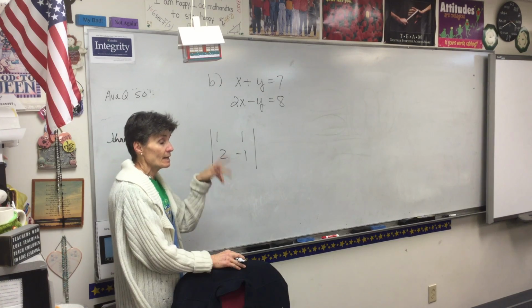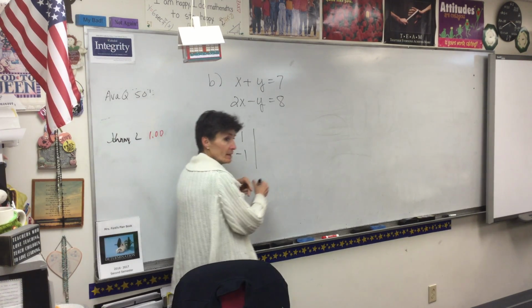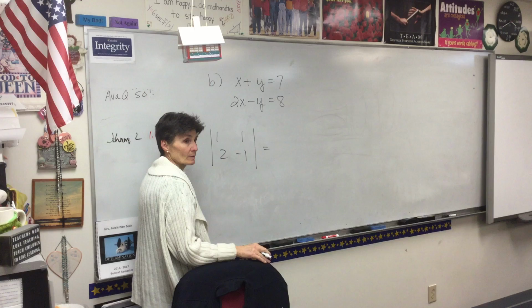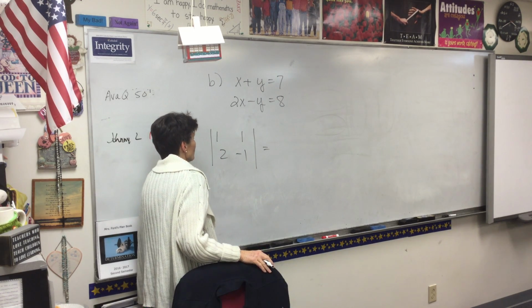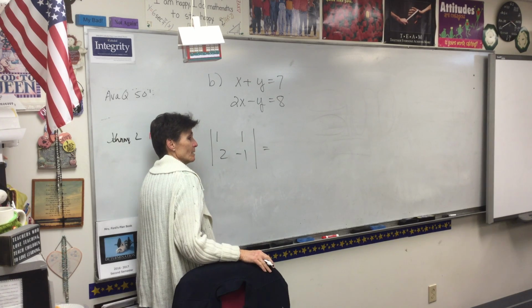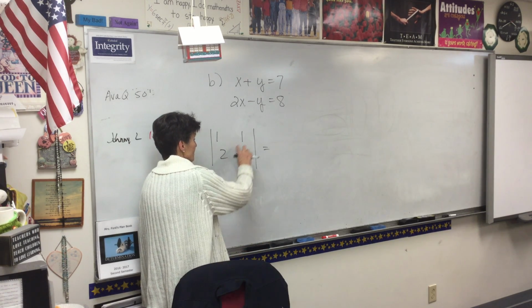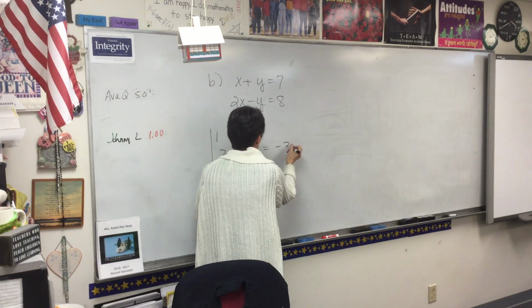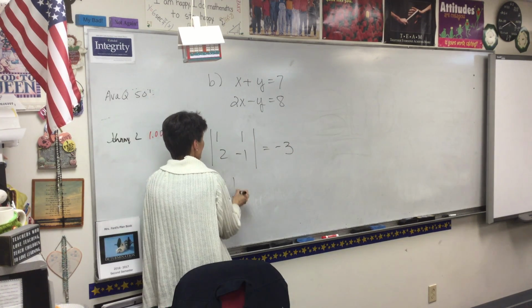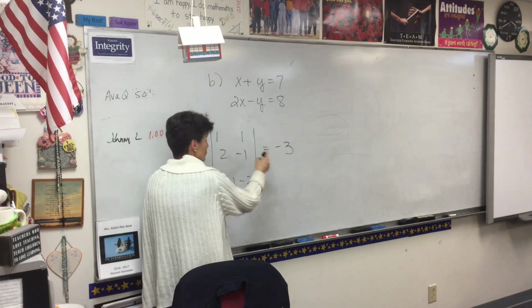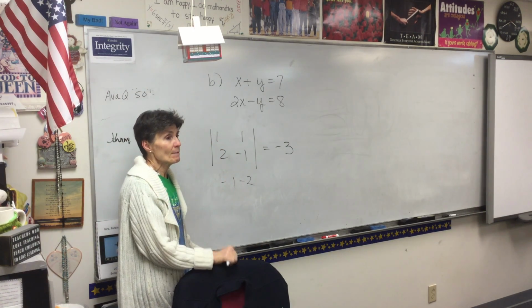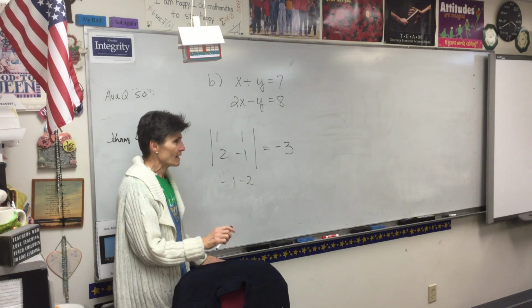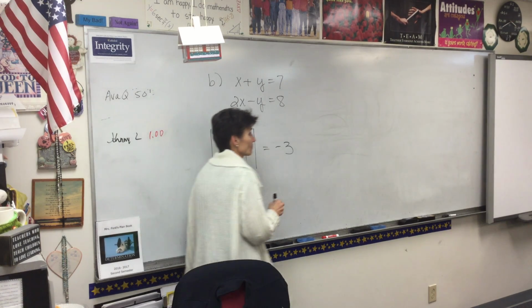Got it? Now we're going to evaluate that determinant. So here we go. What is the answer to that determinant? What do I get when I evaluate this? If you said negative 3, you are right. It's negative 1 minus 2. So it's negative 3. Now, does anybody remember what I do with the negative 3? Chandra?